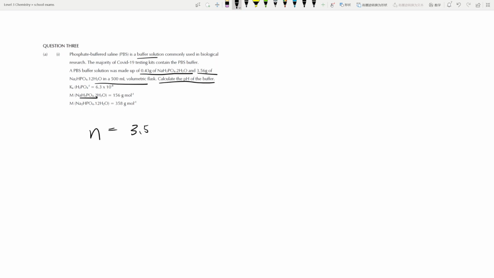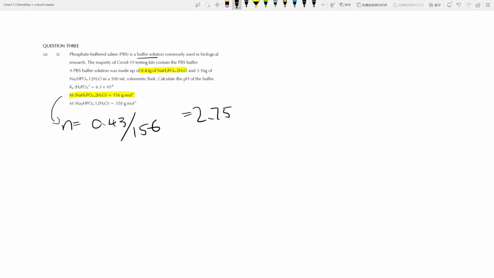3.5. Oh my god, the formulas are so similar. Alright, let's just highlight them so we can see which one's which. So this one is 0.43 grams of that. We'll just do that one first. So the mole for the one that I highlighted is going to be 0.43 divided by 156, which is 2.7564 times 10 to the power of -3 moles.